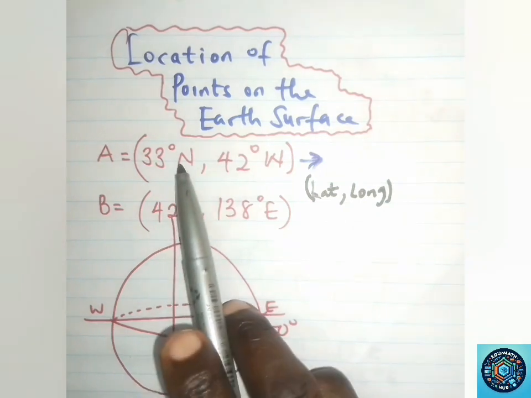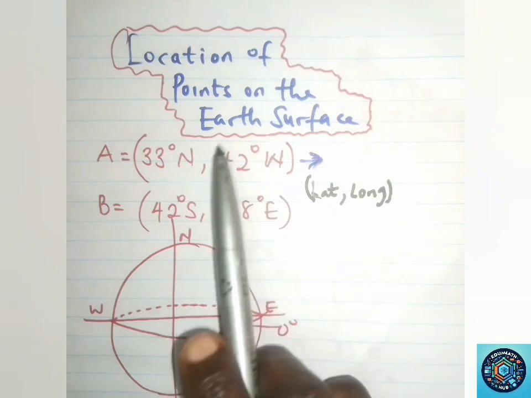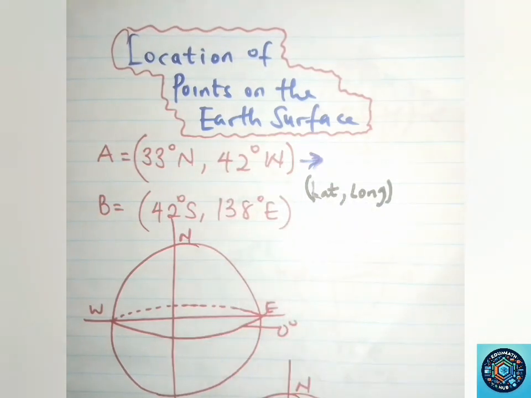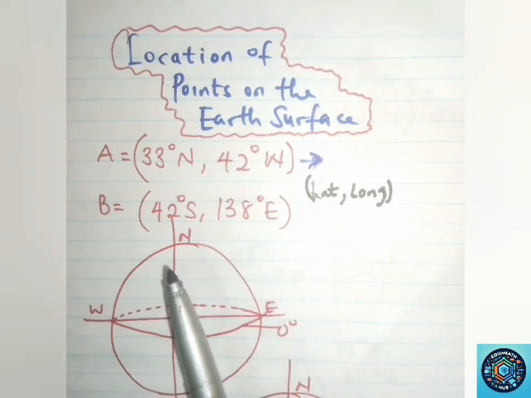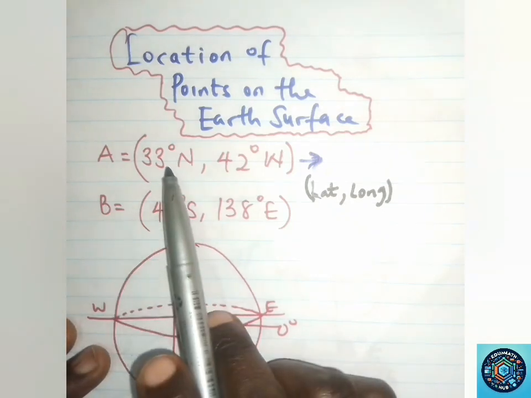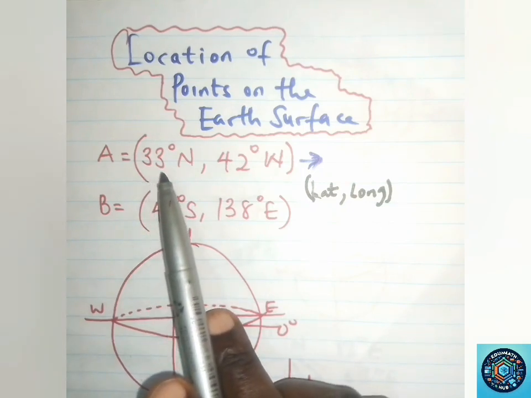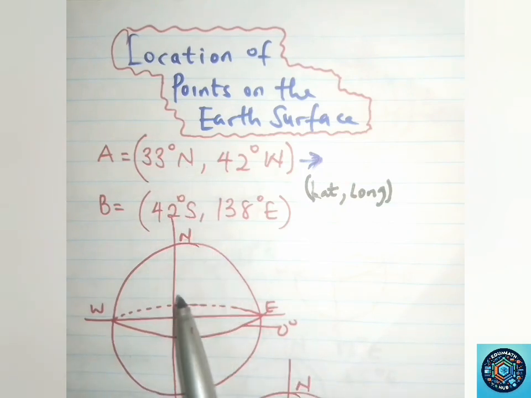Anyone that has north or south, that's latitude. Anyone that has east or west is a longitude. All the time, even based on past questions, your questions should be given to you in this form: latitude first, followed by longitude. So in this question, your latitude is 33 degrees north. Let's draw that one first.